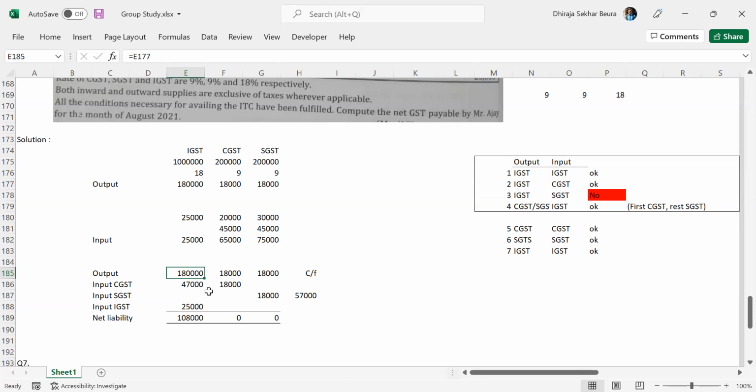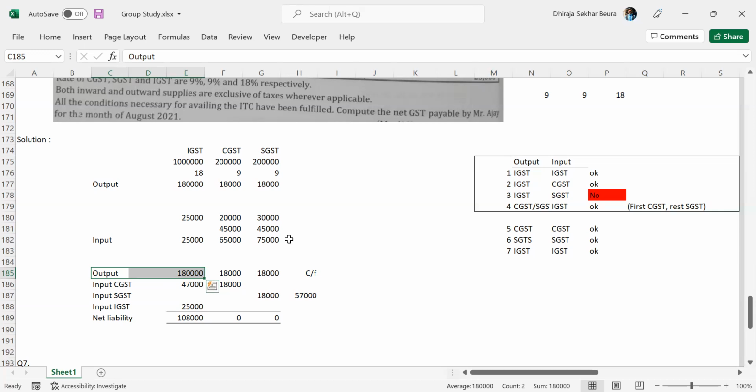No. It's input tax credit, right? No, this is output liability. Output is for IGST, it is 1,80,000, right? Yeah. So as I remember, output minus input is my net tax liability, right? Correct. Net GST, correct. So output, I have this number. So what is my input? I have to deduct from this output. Correct. 1,80,000. Correct.